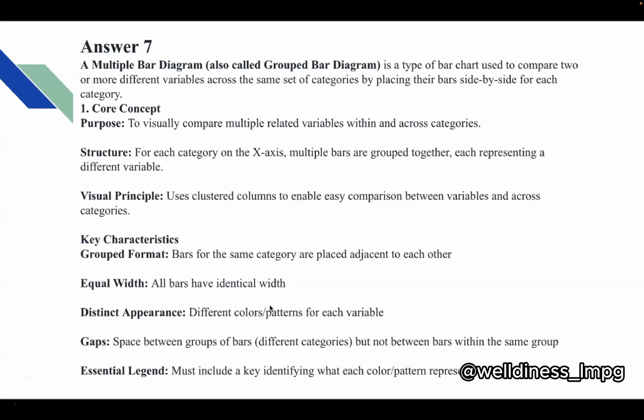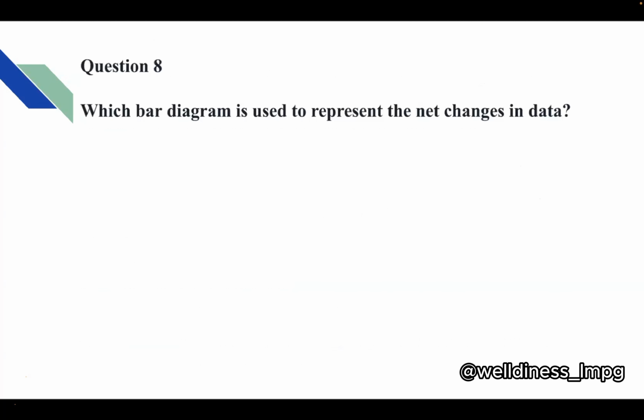Key characteristics: bars for the same category are placed adjacent to each other. All bars have identical width, and different colors or patterns for each variable. There is space between groups of bars for different categories, but not between bars within the same group, and it must include a key identifying what each color and pattern represents. So now, which bar diagram is used to represent the net changes in data?